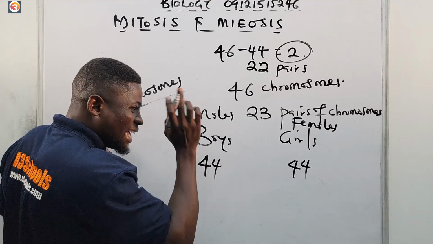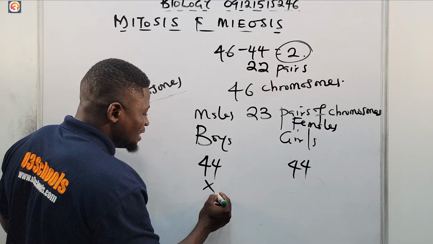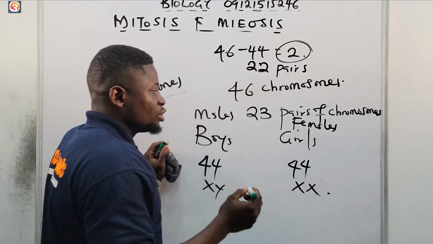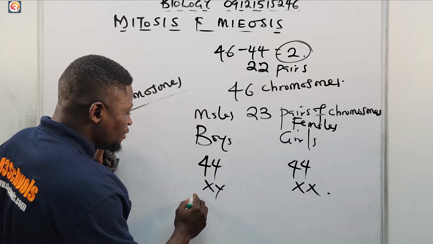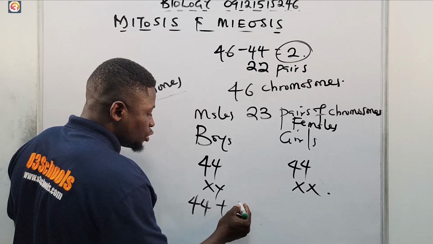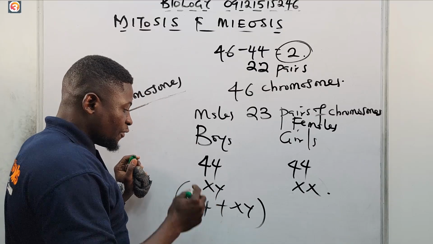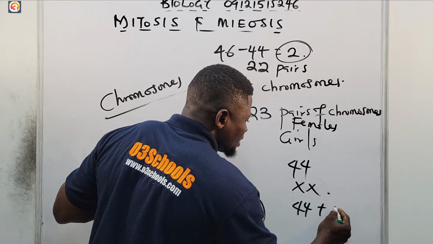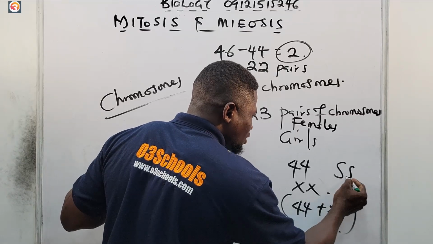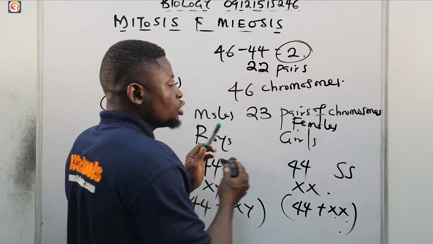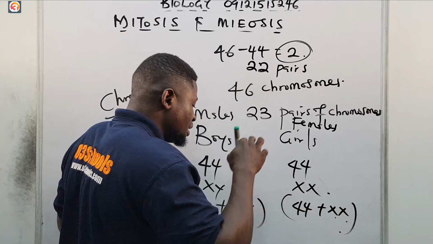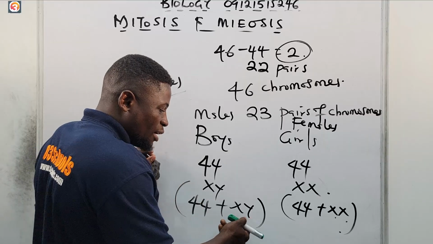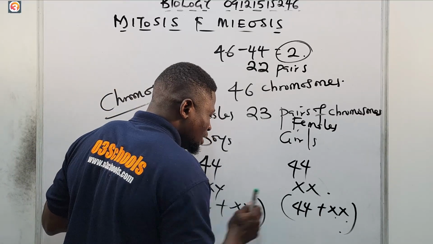Now, for boys, the last pair of chromosomes is XY, while the last pair of chromosomes for girls is XX. So this means that the males have 44 chromosomes plus XY chromosomes, while the girls have 44 plus XX chromosomes. That is the difference between the male and the female chromosome. It is in the last pair of chromosomes.